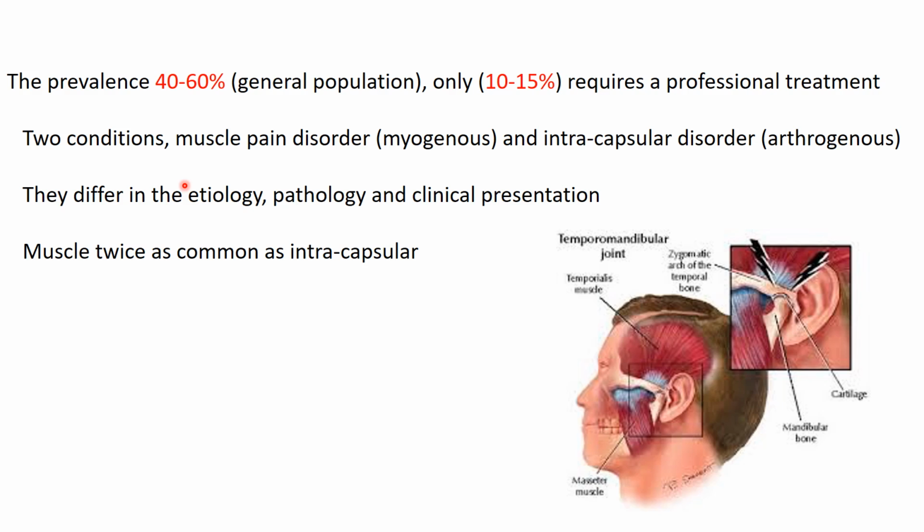With TMDs, we have two broad conditions. Either we have a muscle pain disorder or an intracapsular disorder. Both of those conditions differ in the etiology, pathology, and clinical presentation. However, muscle disorder is twice as common as intracapsular disorder.